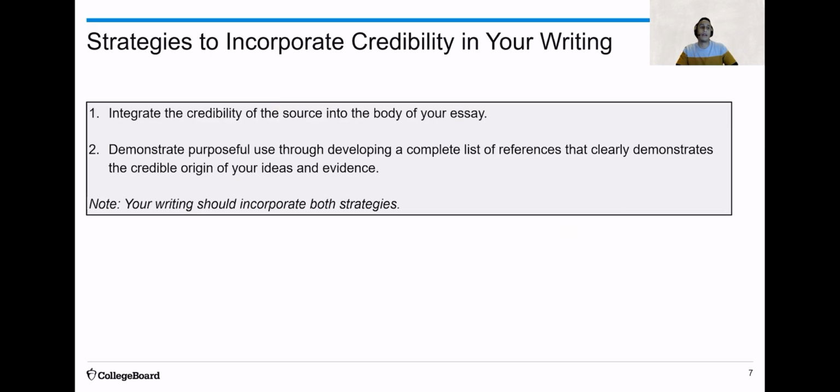So let's take a look at an example. There are a couple of strategies that you can use to incorporate credibility into your writing. The first is that you can integrate the credibility of the source into the actual body of the essay. Sometimes this is going to look like giving us the credentials or the education or the profession of the author that you're using. But you can also demonstrate purposeful use through developing a complete list of references that clearly demonstrate the credible origin of your ideas and evidence, and using those sources in a specific and relevant way. And you should be incorporating both of these strategies throughout this paper.